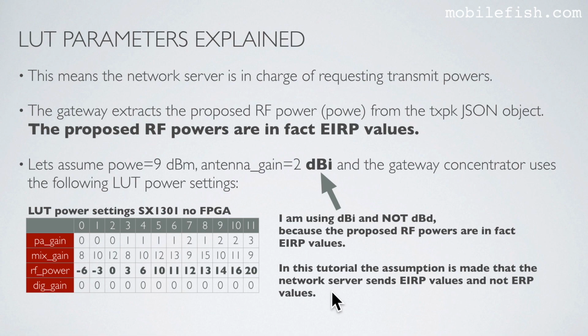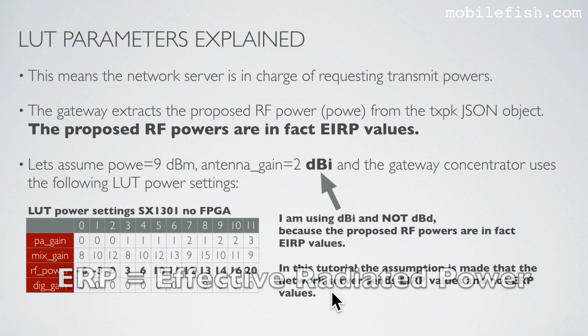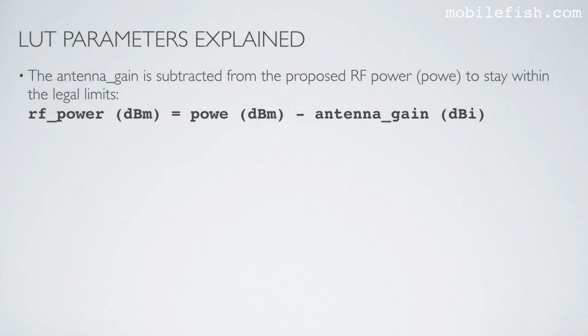In this tutorial, the assumption is made that the network server sends EIRP values and not ERP values. So the antenna gain is subtracted from the proposed RF power to stay within the legal limits.